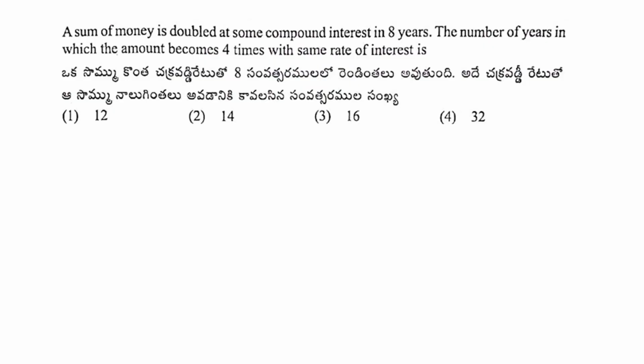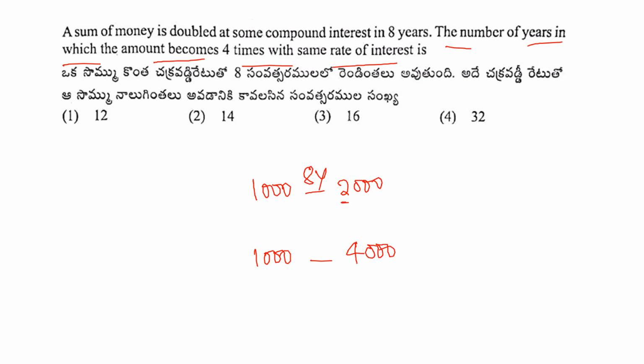Friends, this was asked in the Telangana Constable paper. So when you find these types of questions, just look here. A sum of money, whatever the money, is doubled at compound interest in 8 years. Just say 1,000 rupees doubled means 2,000. It will happen in 8 years. What is the number of years in which the amount becomes 4 times with the same rate of interest? They are asking, this term should be 4,000. 8 years, 8 into 2, then 16 years. Direct question only.